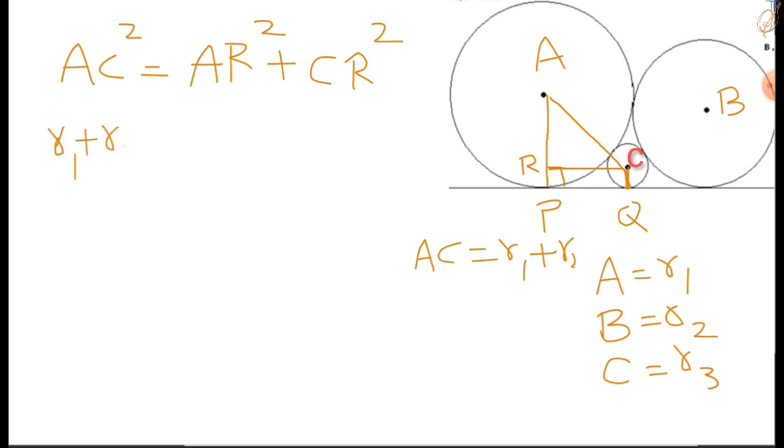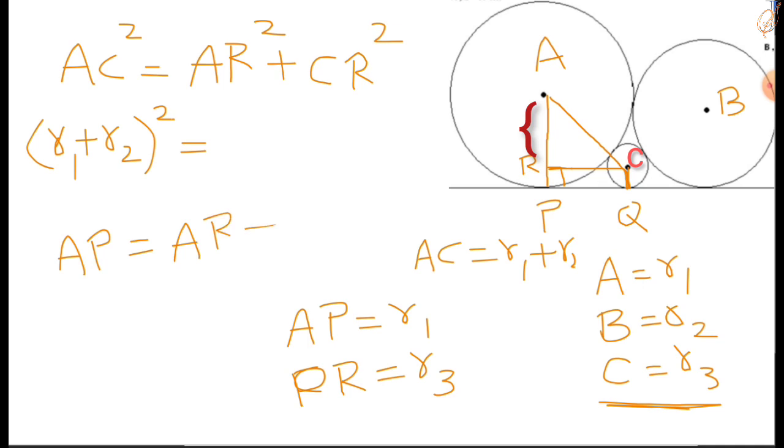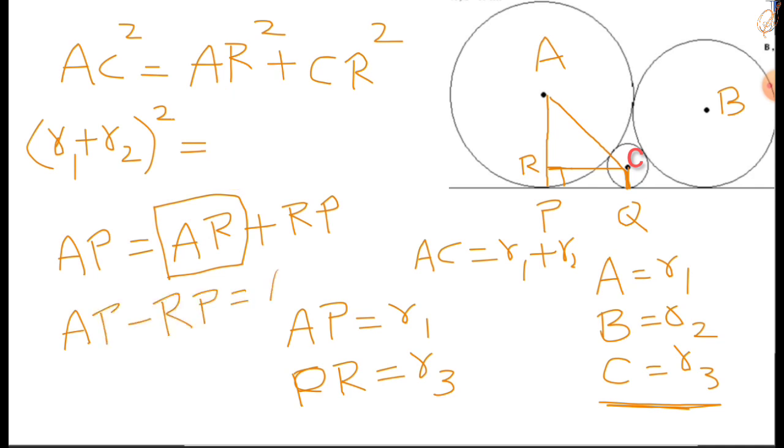R1 plus R2 whole square is equal to, AP is the first circle radius, AP is R1. When you draw this horizontal line, a rectangle is formed here. In a rectangle, opposite sides are equal. That means CQ is equal to PR. CQ is R3. So PR is also R3, because in a rectangle opposite sides are equal. AP is R1 and PR is R3. We can write AP is AR plus RP. You need to find this AR. So AP minus RP is equal to AR.